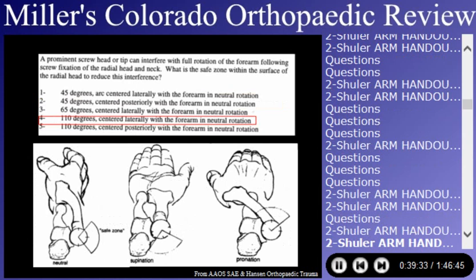A prominent screw head tip can interfere with full rotation of the forearm. What is the safe zone for radial head fracture screw placement? How do you actually position your arm during surgery when you do this? That's all it's asking. If you look here at the diagram, it shows the safe zone placement: 110 degrees, centered laterally, with the forearm in neutral rotation.